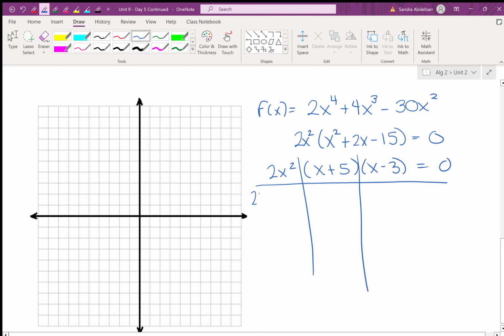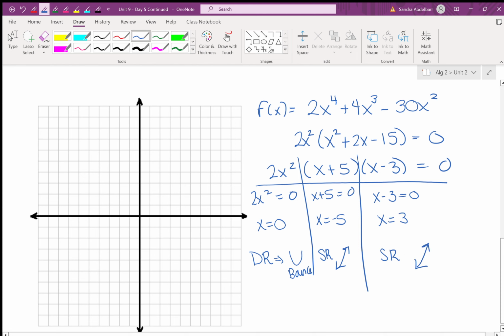All right, 2x squared, single root, double root, triple root. What is it? Double root. What does a double root look like? A bounce, right? All right, so we're going to have a double root at x is equal to 0. x plus 5, single root, double root, triple root. Single root, which looks like a line at x equals negative 5. And then once again, x minus 3 is a single root, which looks like a line at 3.